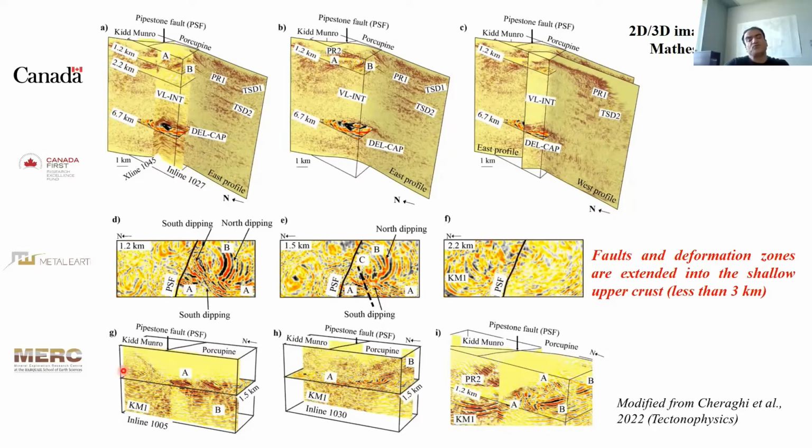And the last row also shows more geometrical info about the A and B reflections and their integration with the east profile 2D. So what we learned from the Matheson data is that the faults are kind of shallow. They are located mostly in the upper crust, not deeper than 3 kilometers.